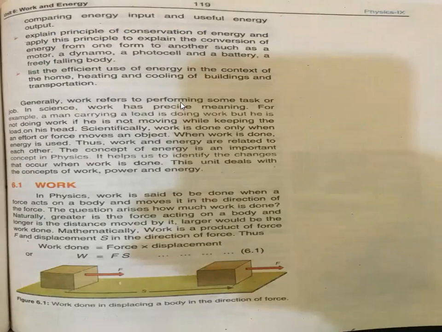Generally, work refers to performing some task or job. In science, work has a precise meaning. For example, a man carrying a load is doing work, but he is not doing work if he is not moving while keeping the load on his head. Scientifically, work is done only when energy is used. Thus, work and energy are related to each other.